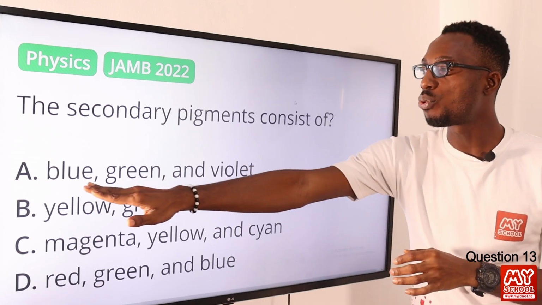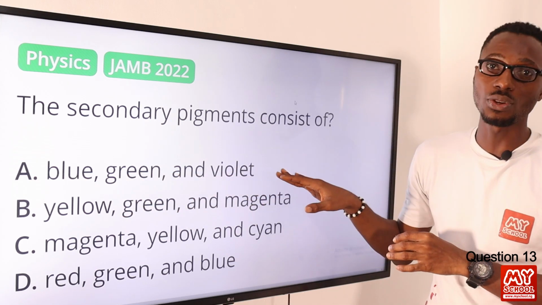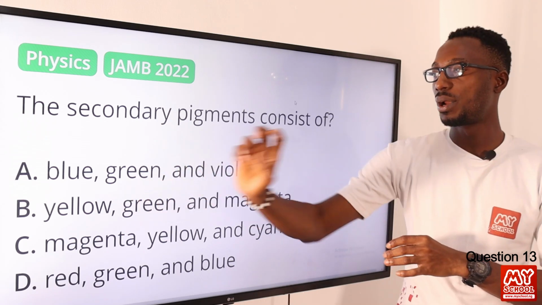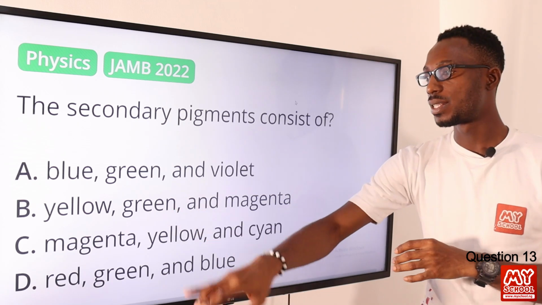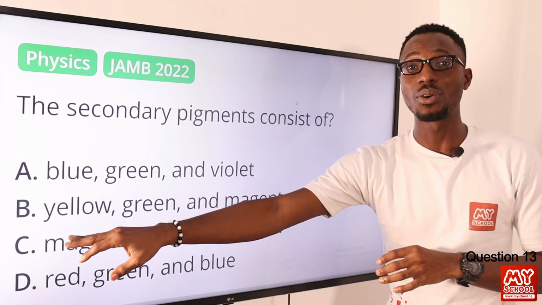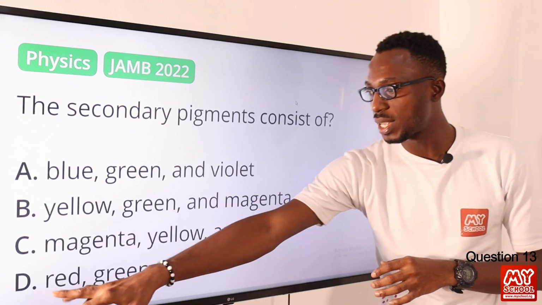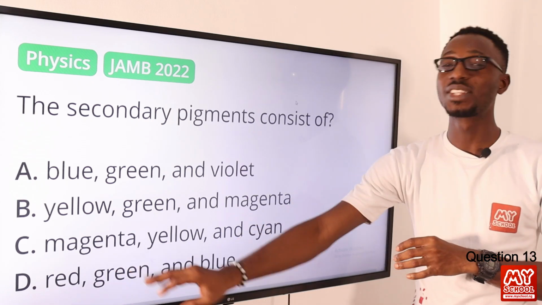So I have blue, green, and violet. The presence of blue and green nullifies this option, right? These are primary colors. So we have yellow, green, and magenta. Green disqualifies this option. Then I have magenta, yellow, and cyan. These, of course, are secondary pigments or secondary colors if you want to put it that way. Then we have red, green, and blue. These are actually primary colors. So the correct option is option C.